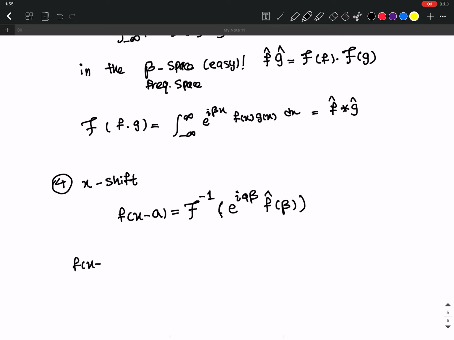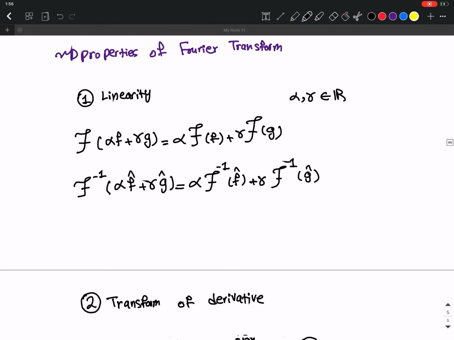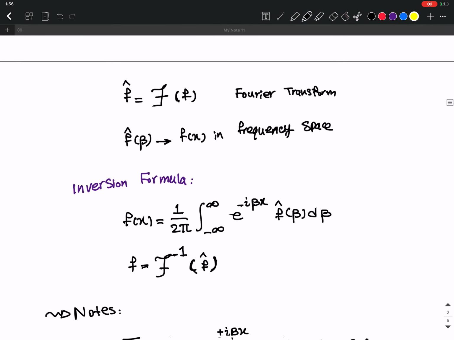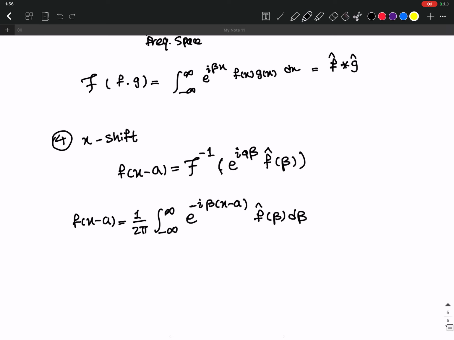So let's get started. f(x minus a) is 1 over 2 pi, the integral from minus infinity to infinity of e to the minus i beta (x minus a) f hat beta d beta, right? So this is just the inverse formula that we have here. Instead of x, I just write x minus a because we have changed the argument.